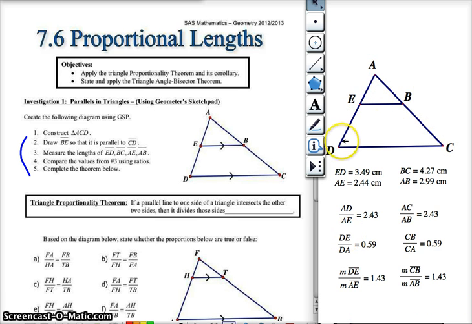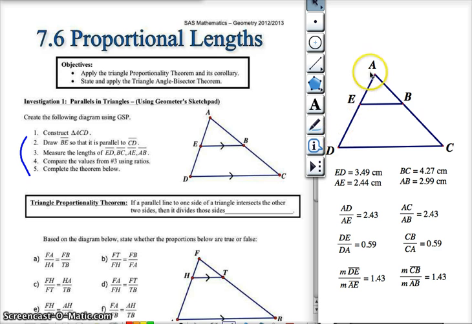Here's another one. I did DE is to DA as CB is to CA. So notice DE and CB are not side lengths of a triangle. Instead, they're just this portion, right? If it was cut off by a parallel line, it's just this portion right here. So we have ED and BC. So ED is to the whole length of the big triangle as BC is to the whole length of the big triangle.